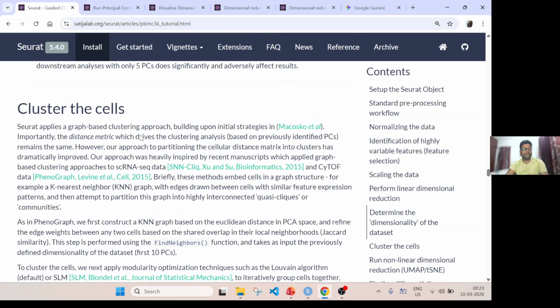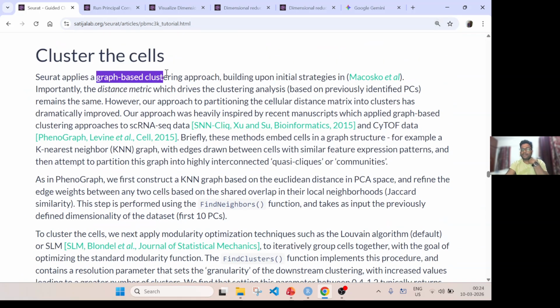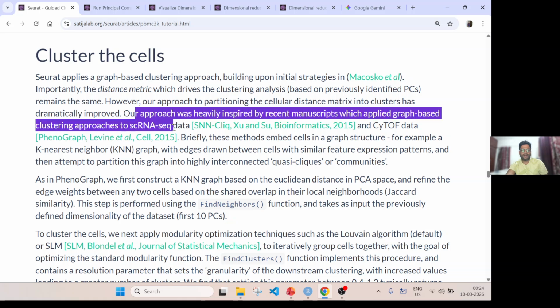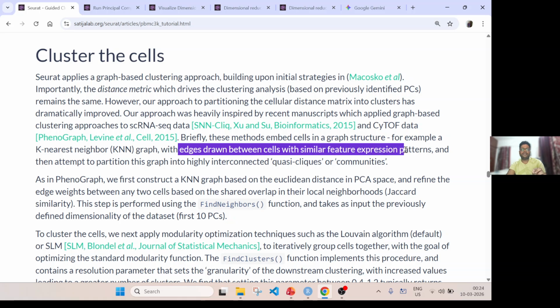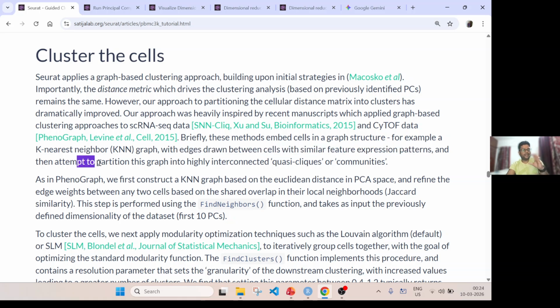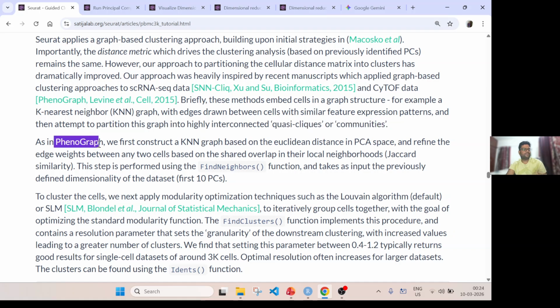Okay. So if you come back to the Seurat tutorial, that's what they have mentioned here. They are using a graph-based clustering approach, and initially they calculate the distance matrix, and again that matrix is derived from the PC space, not the original space. Then they say they are using a KNN graph based approach, with edges drawn between cells with similar feature expression patterns, and then they attempt to partition this graph into quasi-cliques or communities.